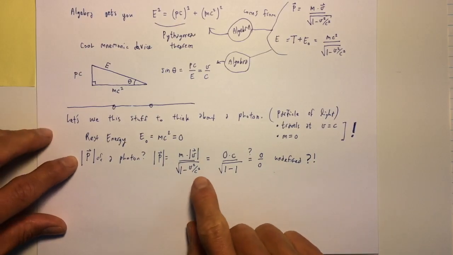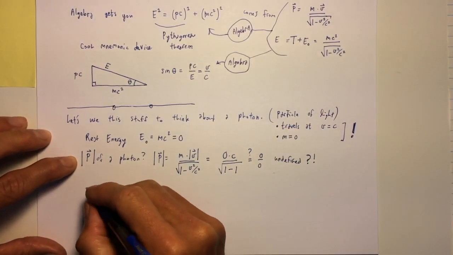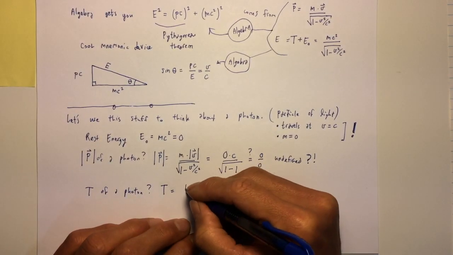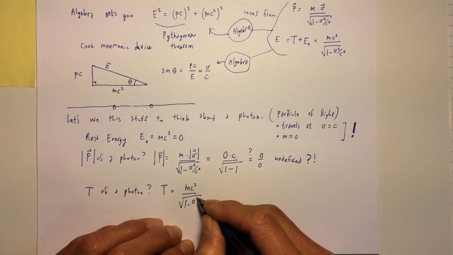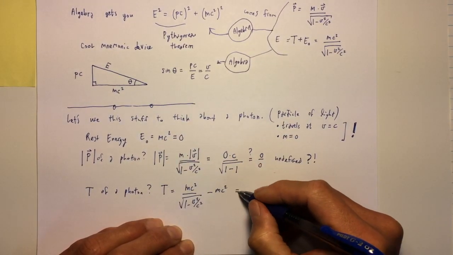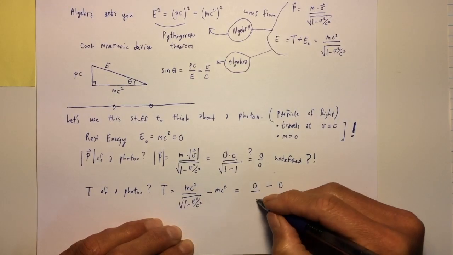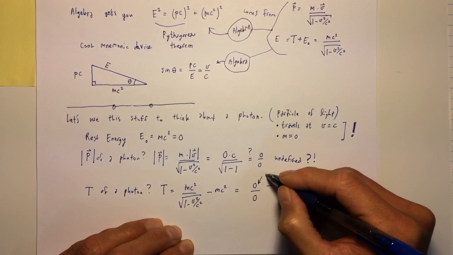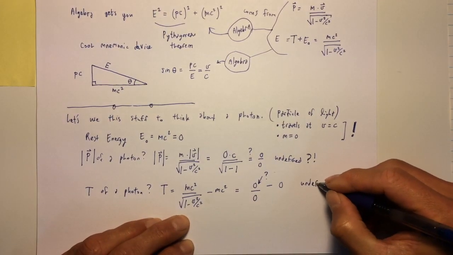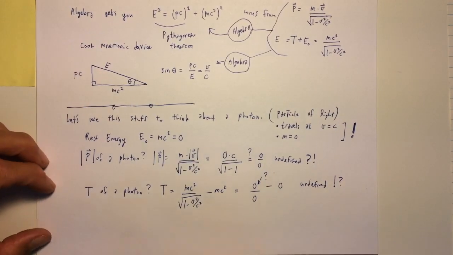But before we move on, let's check something else we can look at: the kinetic energy of a photon. T is equal to mc^2 divided by the square root of 1 minus v^2 over c^2, but then you subtract off the rest energy. The rest energy is 0, the mass is 0, so there's a 0, but I'm dividing by, once again, 0. So this right here is concerning, isn't it? It's undefined as well. What's really cool is that our mnemonic device saves us.